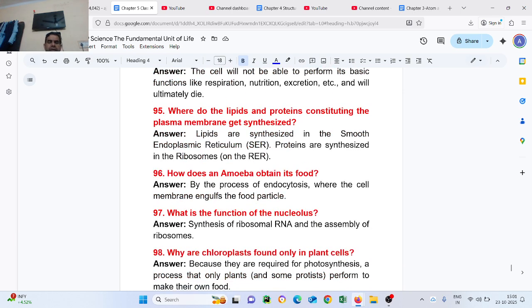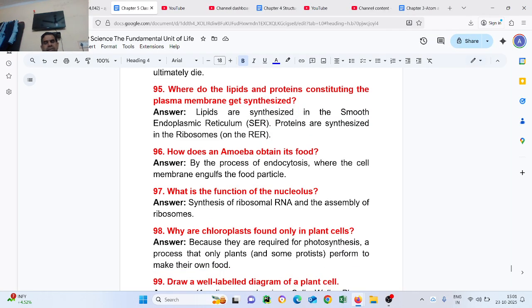Question number 98. Why are chloroplasts found only in the plant cell? Because they are required for photosynthesis, a process that only plants and some protists perform to make their own food.